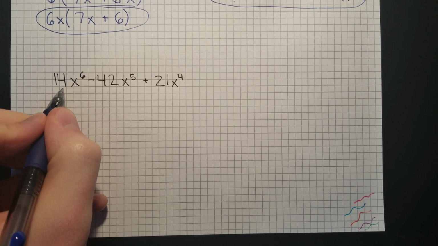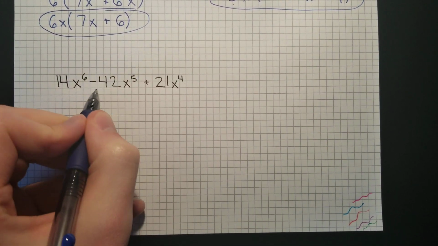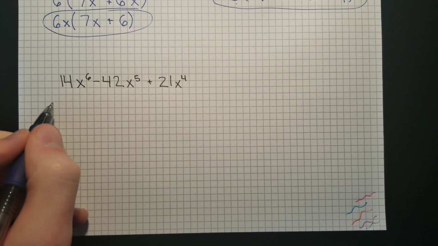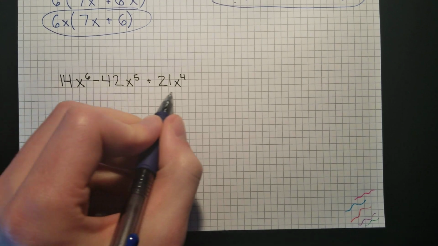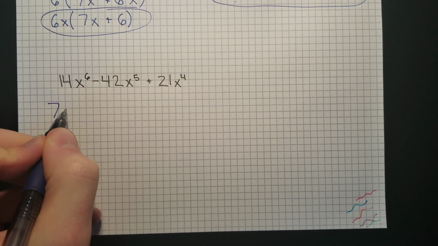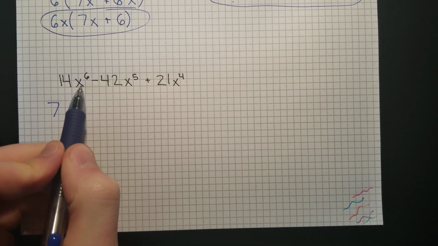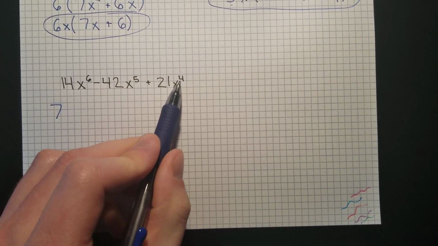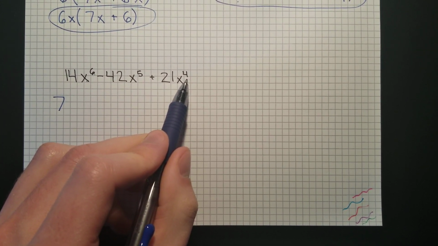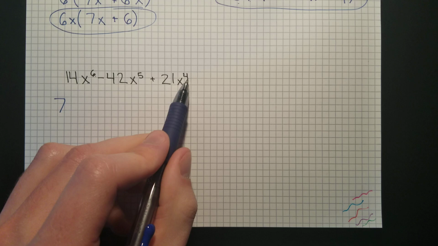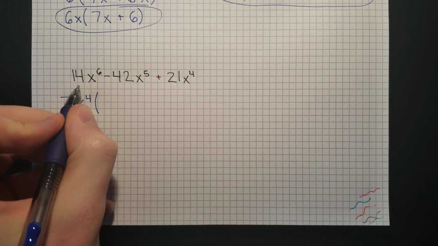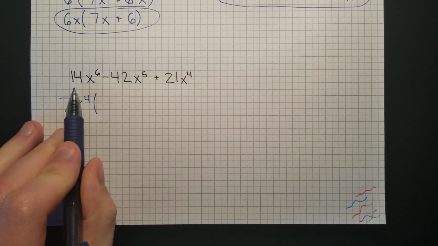So we have 14x to the 6th minus 42x to the 5th plus 21x to the 4th. So first of all, what number goes into all of those? Well, the highest number would be 7. And we have x to the 6th, x to the 5th, x to the 4th. That means the 4th is the largest number of x's that I can pull out of all of them. So we're going to have x to the 4th on the outside as well. So let's go through and divide. Divide by the number first.